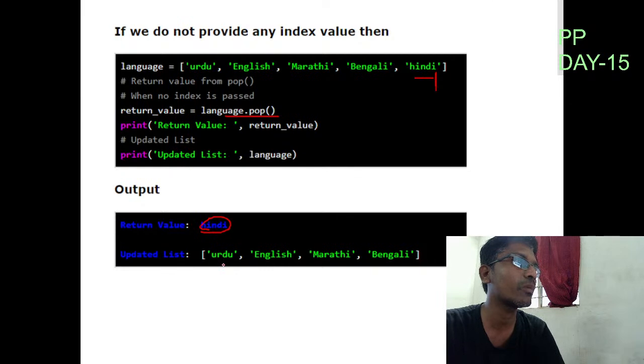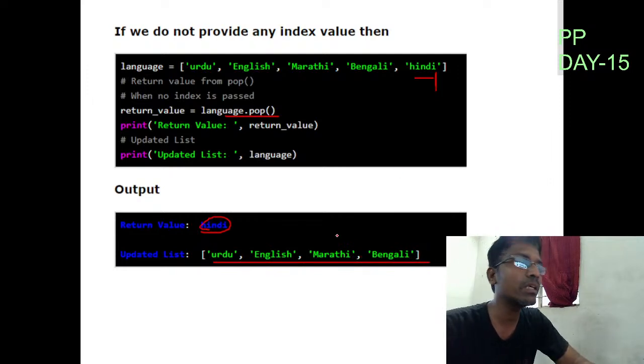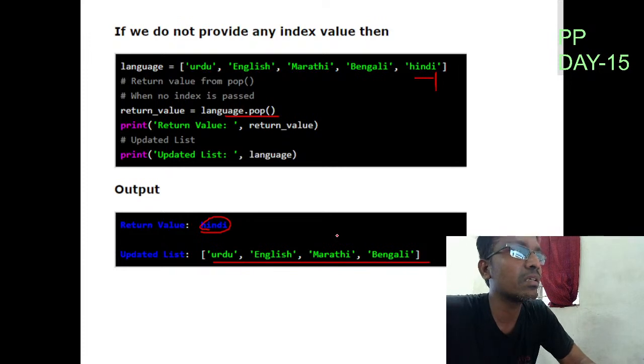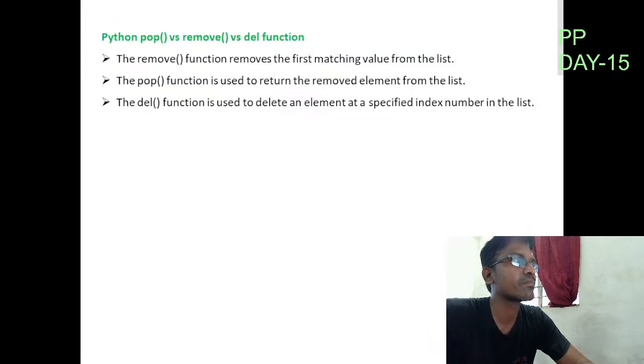And after popping, the list of elements is Urdu, English, Marathi, Bengali, and Hindi will be popped from the given list. So by using an index or without using an index, if you are not using an index, then it will remove the last element. So this is about the pop, remove and del functions.